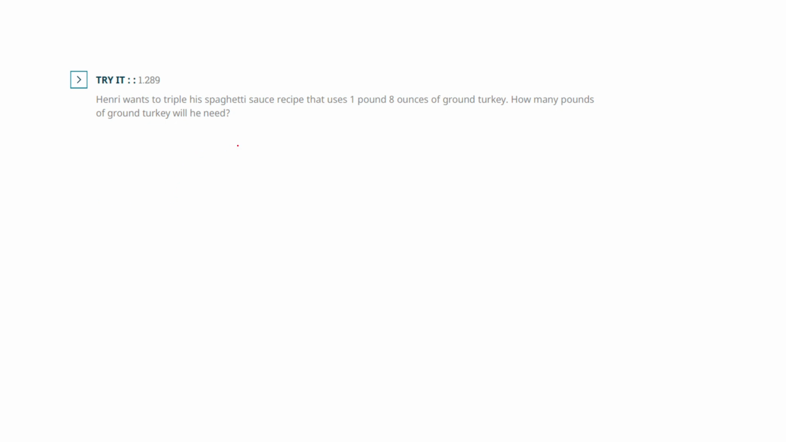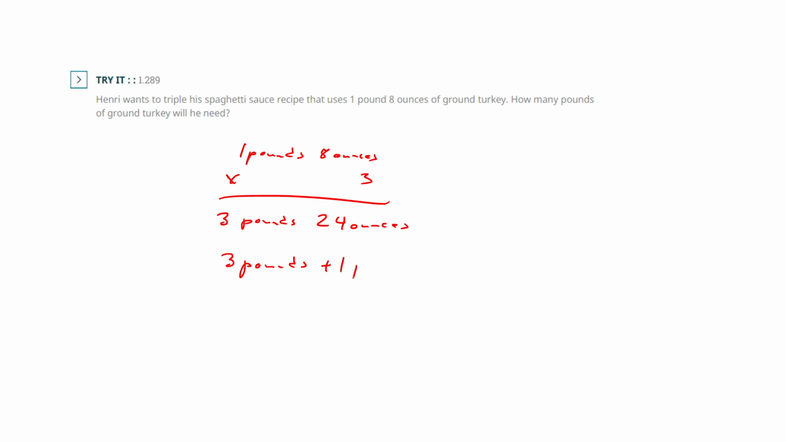Okay, he's tripling his recipe. So we're multiplying this by 3. So 24 ounces and 3 pounds. Now we're not done, because this is over the limit. 16 ounces in a pound, so I've got 3 pounds plus another pound with 8 ounces left over. So I'm going to add these up. I got 4 pounds and 8 ounces.